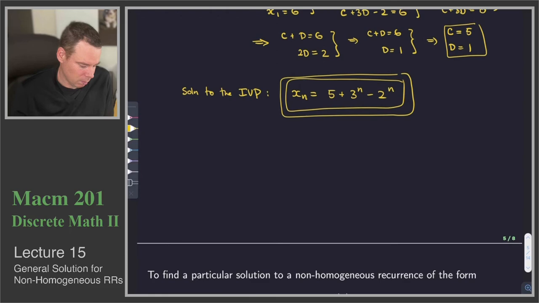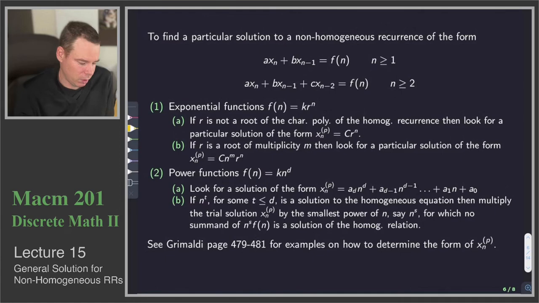So let's go ahead and look at the method written out in general form. So here's what we've done on the last two examples, and this is our general method. So we're interested in solving either a first-order non-homogeneous or a second-order non-homogeneous recurrence relation. To be specific, these are linear with constant coefficients. So we focus our attention on this forcing function. If it's of this form, so if it's an exponential function, some multiple of r to the power of n, then that's going to indicate how we make our guess.